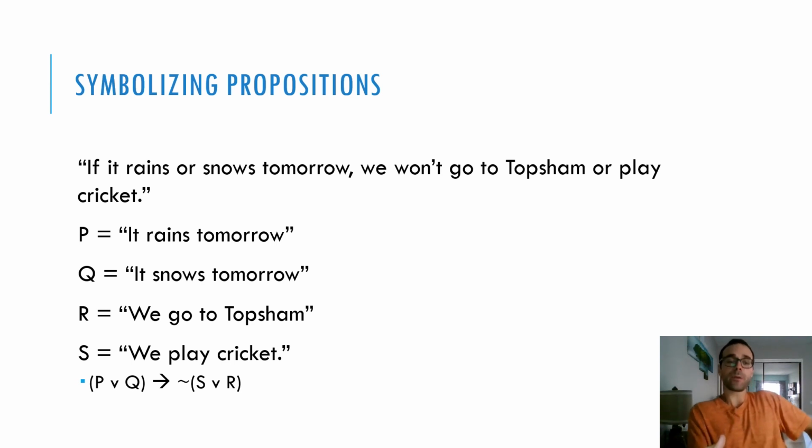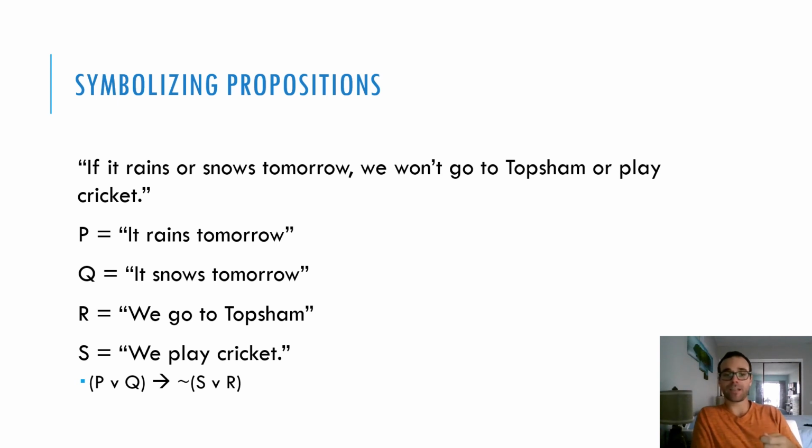And notice that we break these sections into parentheses. And just like in math, we want to make sure that we're grouping these together so that we know what is going to happen when and where. If we weren't having parentheses within this entire equation, it wouldn't be clear that we're talking about if it rains or snows tomorrow, then we won't go to Topsham or play cricket.